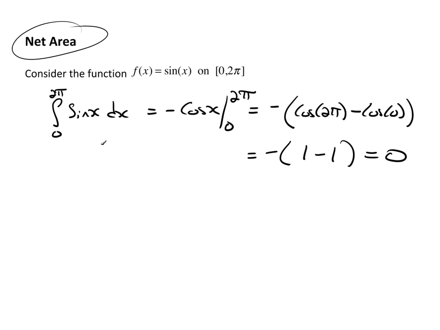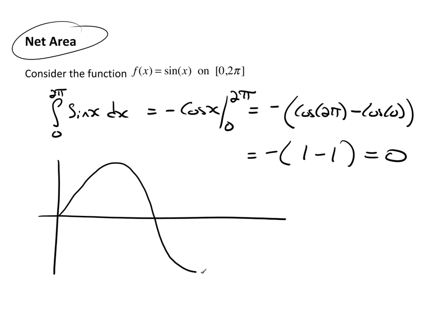Well, now we're back to the idea of net area. If I go ahead and draw this out from 0 to 2 pi, sine looks like this. When I integrate, this will give me a positive contribution. This will give me a negative contribution between 0 and 2 pi. And the absolute values of these two areas are the same, so when I add these things up, they cancel each other out.